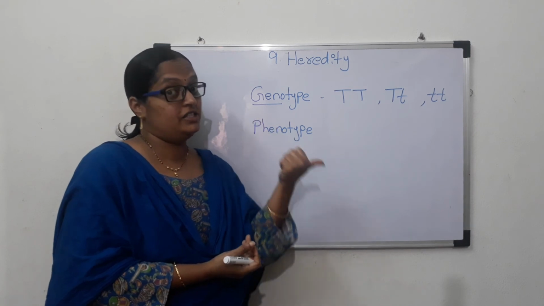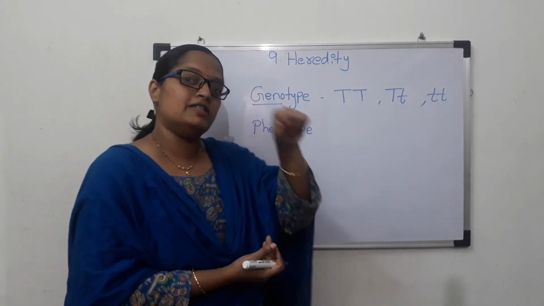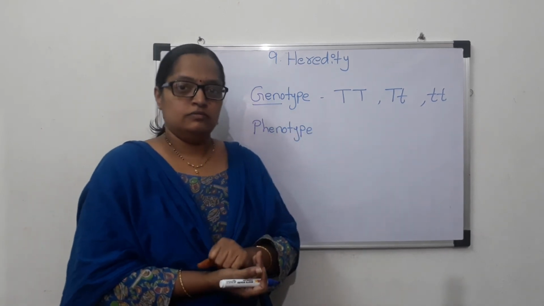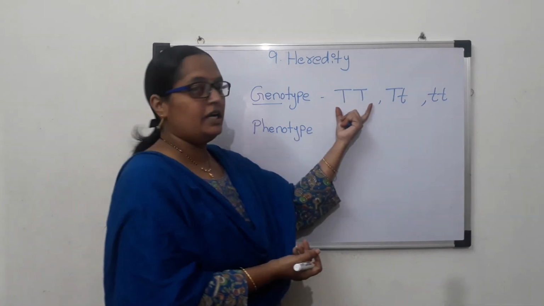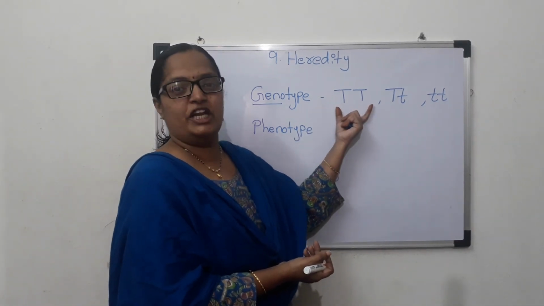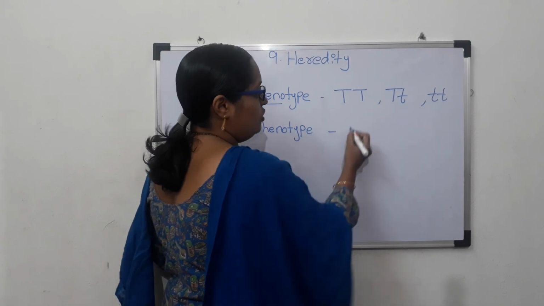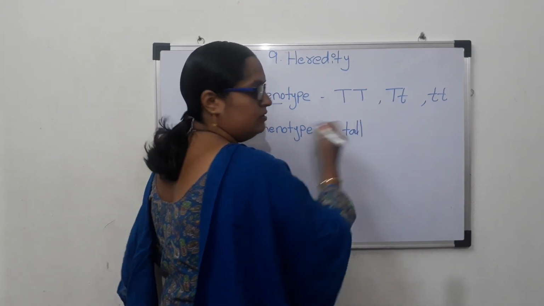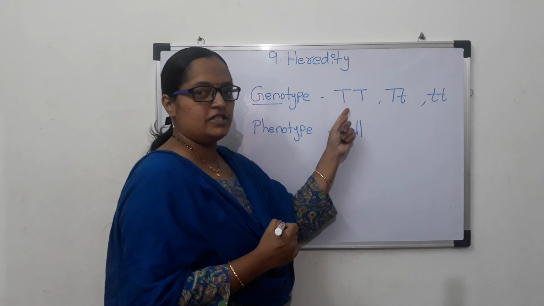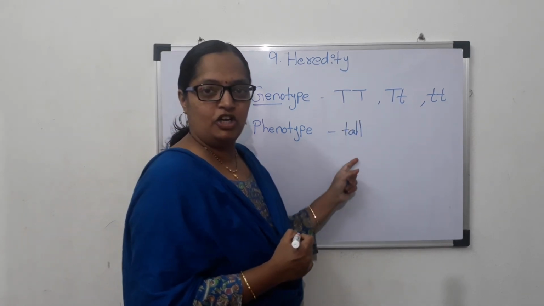Phenotype is always expressed when the plant contains a genotype, genes. If the plant contains genes, then the character will be seen in the plant. See here, for example, if the plant has the capital T capital T gene combination, then the phenotype of the plant is tall, because both dominant genes are present. So the plant will be tall.